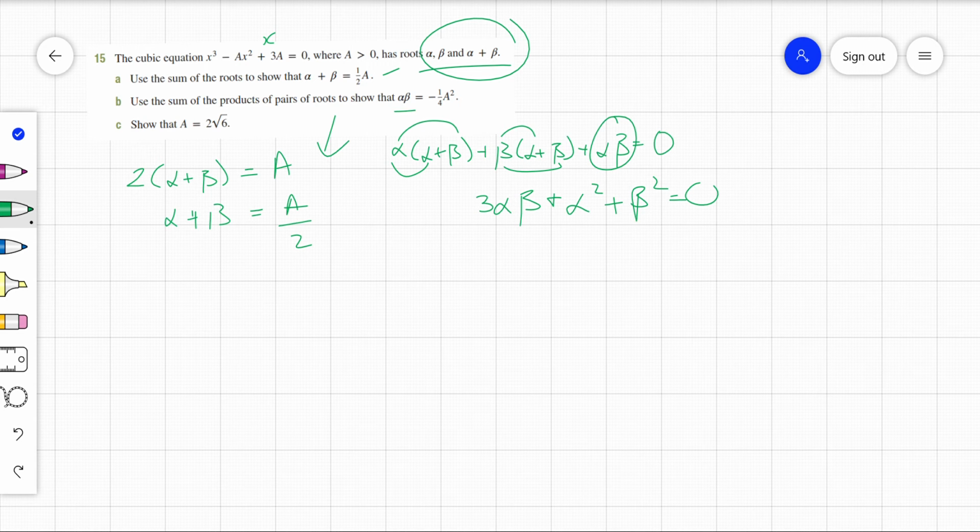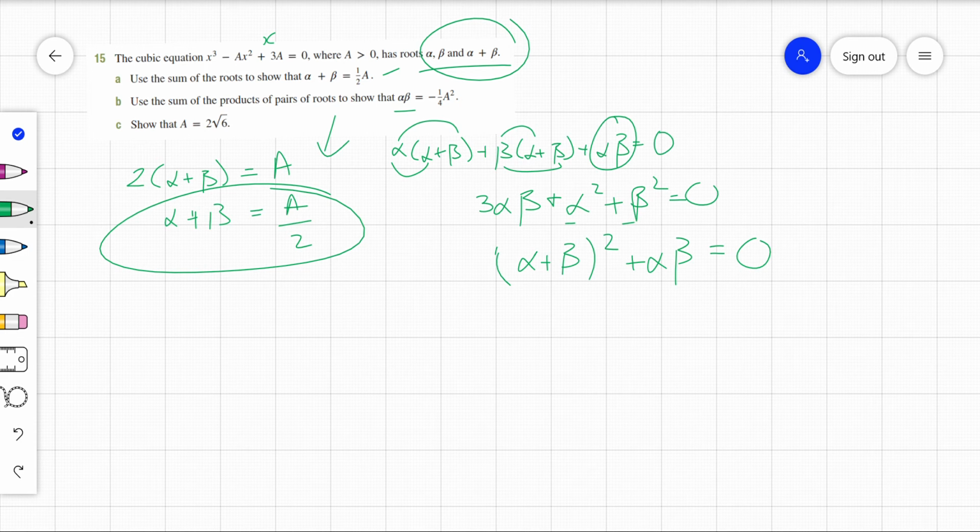So if I'm looking for alpha beta, I'm just going to make alpha beta the subject here. I'm going to actually not do that straight away. I'm going to make that even better. So I can see here that if I want to use the sum, this is really close to alpha plus beta squared, because that gives me the alpha squared, the beta squared, and it gives me 2 alpha betas. So I just need another alpha beta to balance that to give me the above.